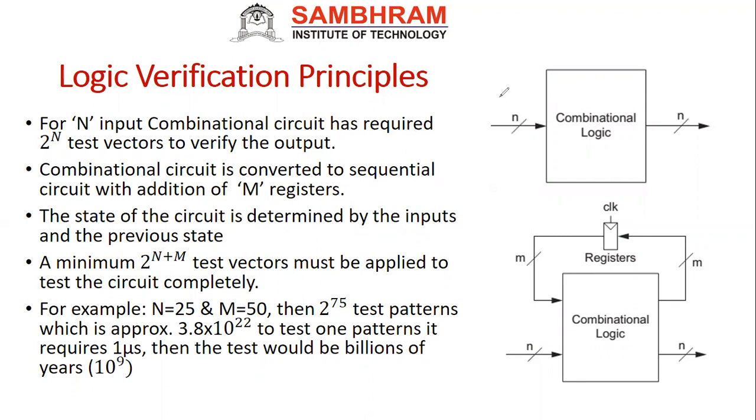So from this you can say, this is my combinational circuit, which has n inputs and n outputs. Now the combinational circuit is converted to a sequential circuit with the addition of m registers. This is the registers actually. Now n is the input, I'm applying 25 here, and the registers, m, is equal to 50.